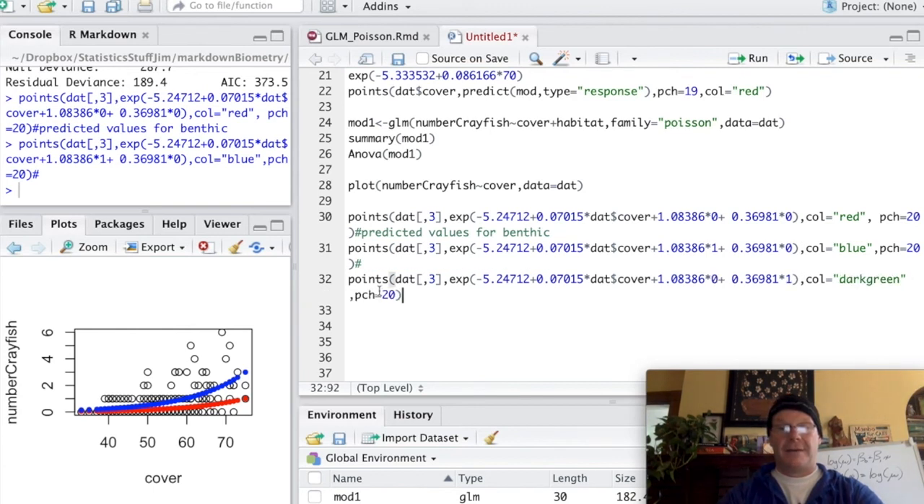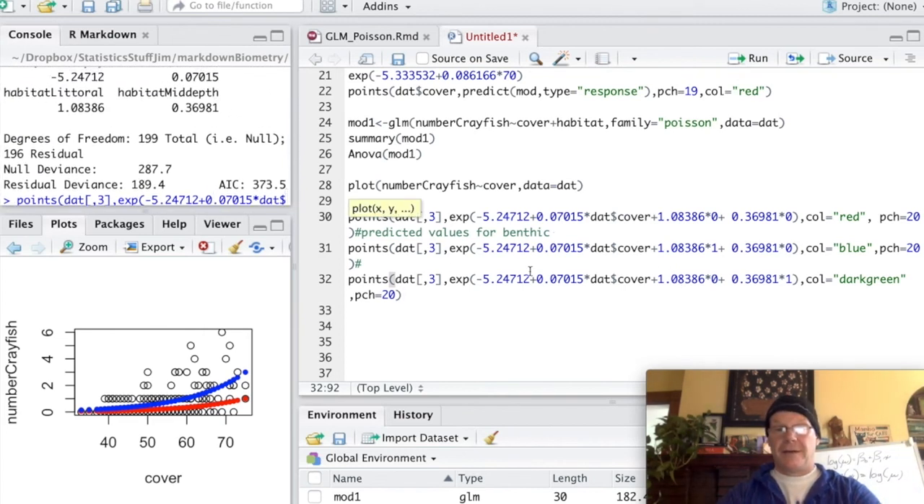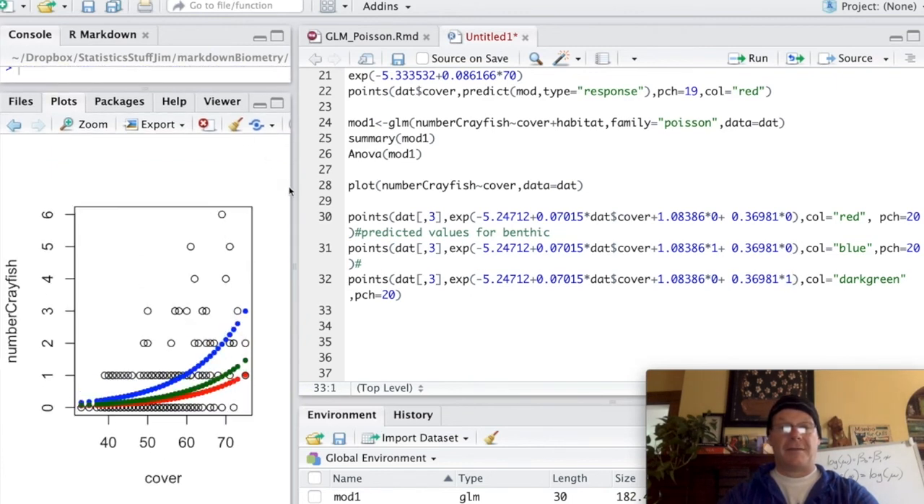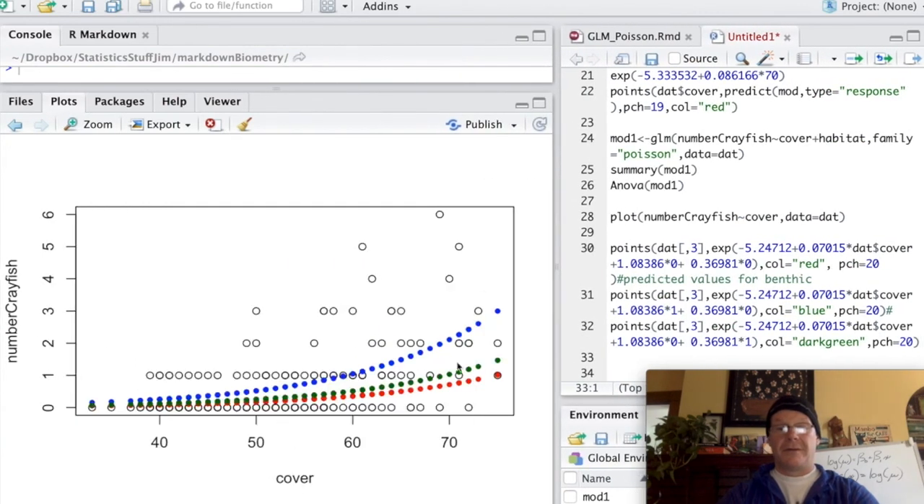And then I will go ahead and do that for one last one, which is going to be for the mid-depth habitat. Again, everybody's going to get the intercept, everybody gets the slope associated with the amount of cover. Because we're interested here in mid-depth, we are going to multiply the parameter for littoral by 0. Again, switches on and off. And then we're going to add to it the parameter for mid-depth. Go ahead and we do that. So now let me make that a little bit bigger so we can see it better. The red here is benthic, the green here is mid-depth, and the blue there is littoral habitats. Those are our 3 different expected values for each of those.